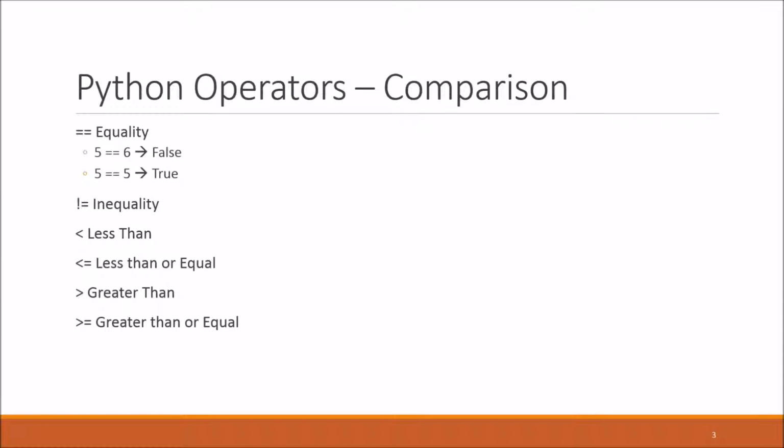So in IDLE, if you type 5 equals 6, the answer will be false. If you type 5 equals 5, it will be true. Same holds true for the other operators listed on the page. Please don't be shy, try them out before moving forward. Comparison operators are very important when we get to conditions and running conditional statements.